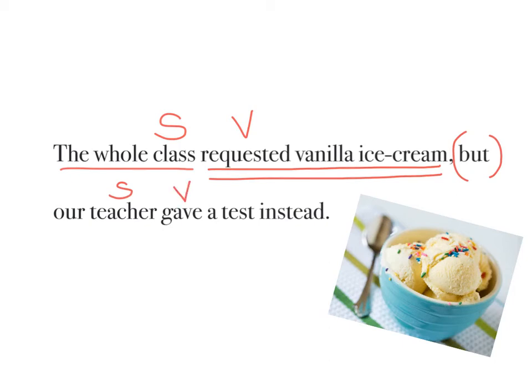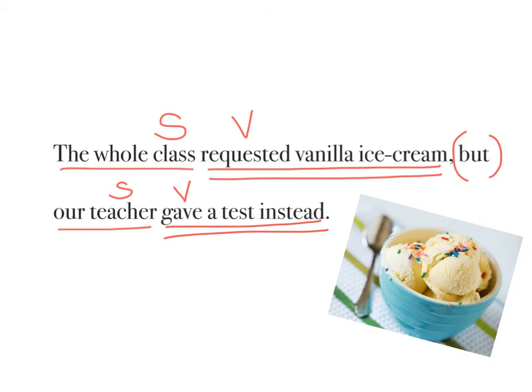This part of the sentence is about the teacher and how he or she gave a test. Simple subject, simple predicate, let's fill it in. Which teacher is it? Our teacher. Our is a modifier describing teacher. And gave, do we learn anything else? Yes, we do. Gave a test instead. Take a look at that.